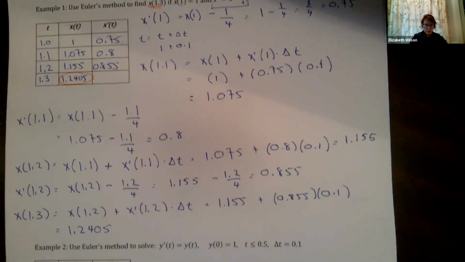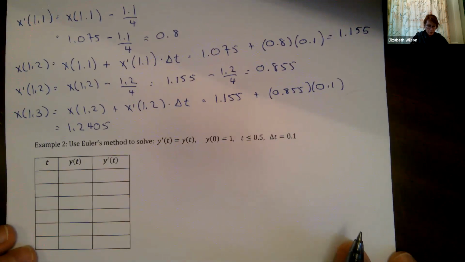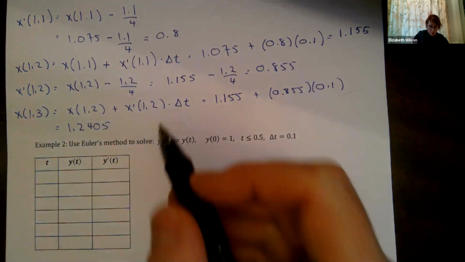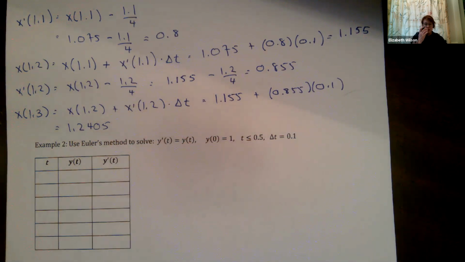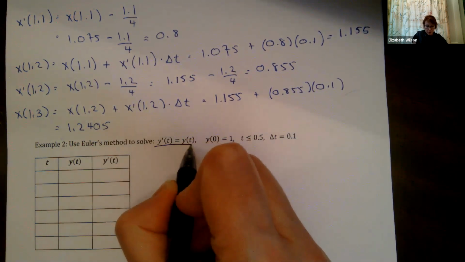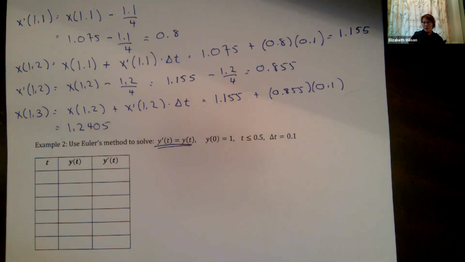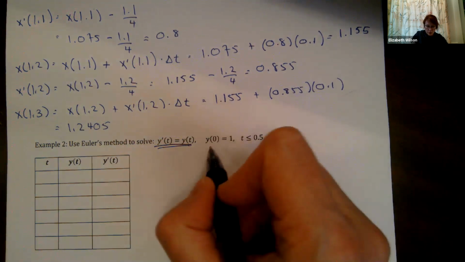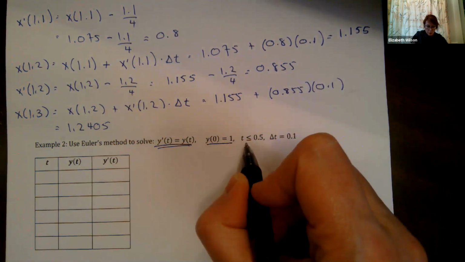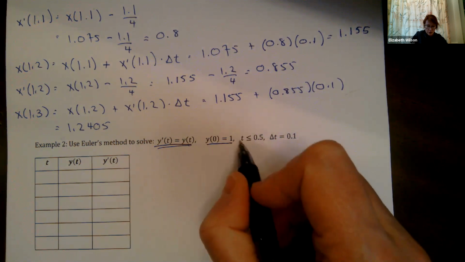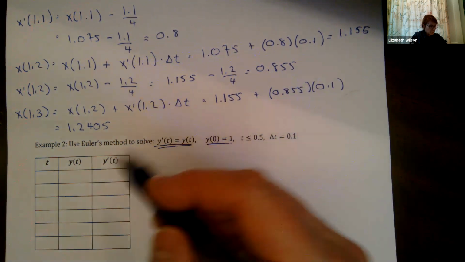Let's do example number 2. Same kind of method. Use Euler's method to solve y prime. So remember, we're given that the derivative equals the function, so y prime equals y, that's an exponential. We've got an initial condition, right? We're told to start at t equals 0 and go up to 0.5, so we only have 5 values that I'm doing.